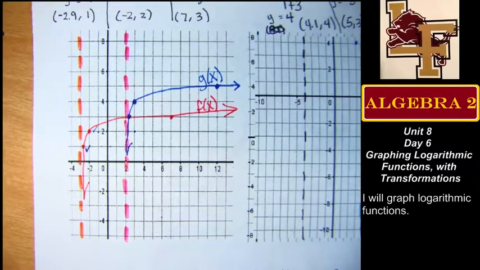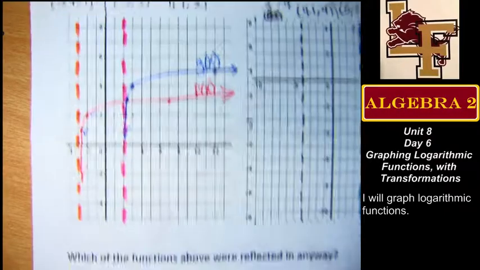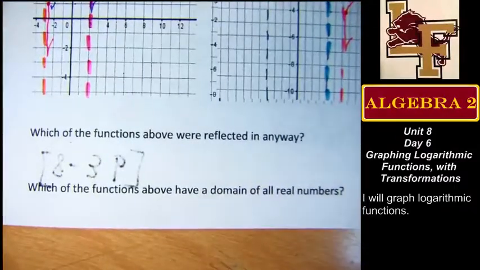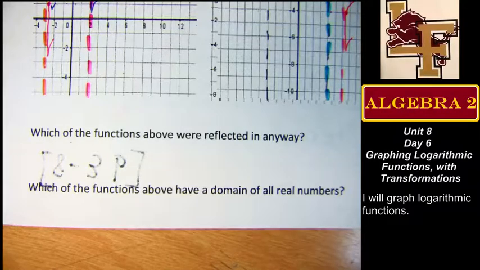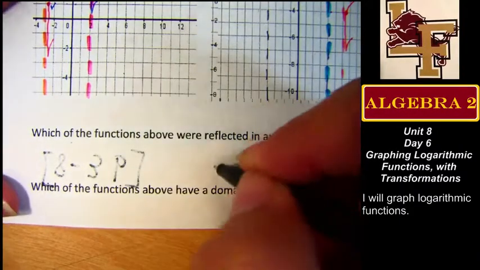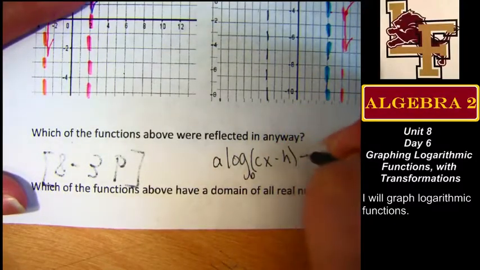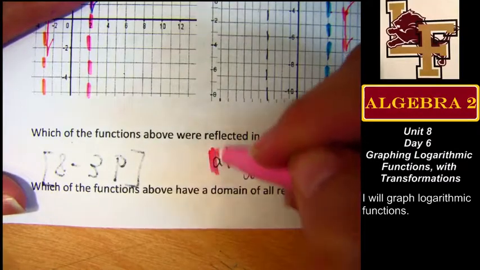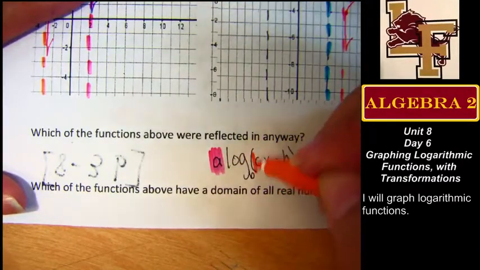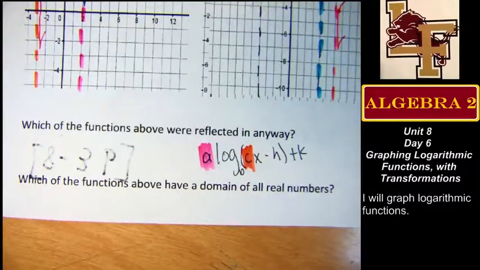Okay, so hopefully we feel a little more comfortable with graphing those transformations. All right, let's answer the 2 challenge questions at the bottom. The 2 challenge questions at the bottom want to know which functions were reflected in any way. What you're looking for is a negative in this position and a negative in this position. Those are the ones that are going to control some sort of reflection.